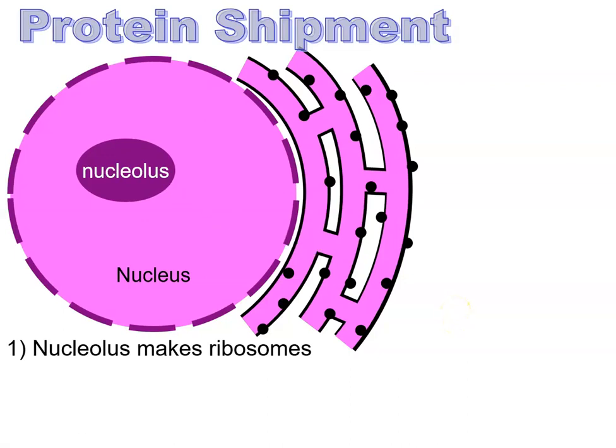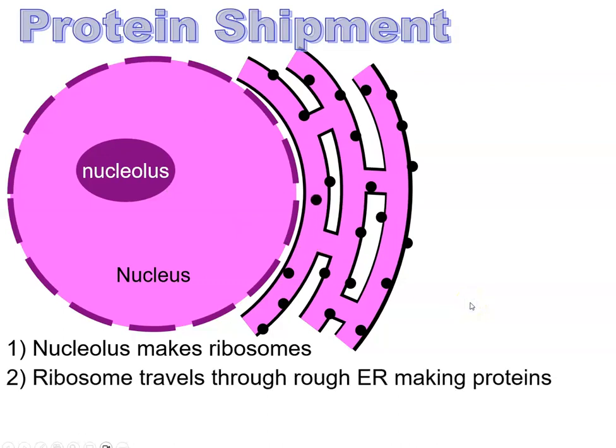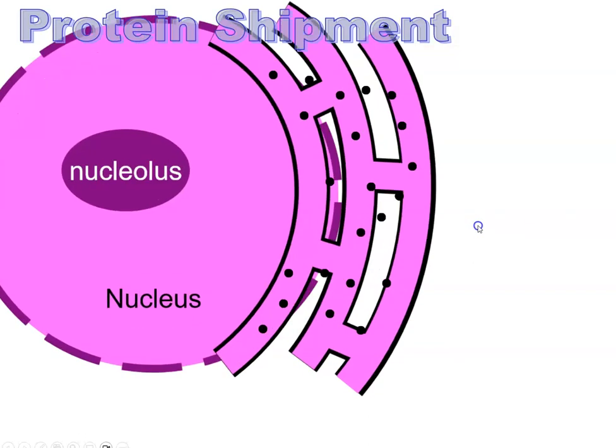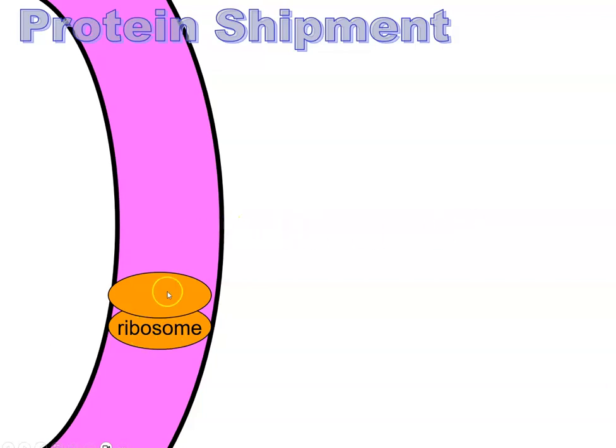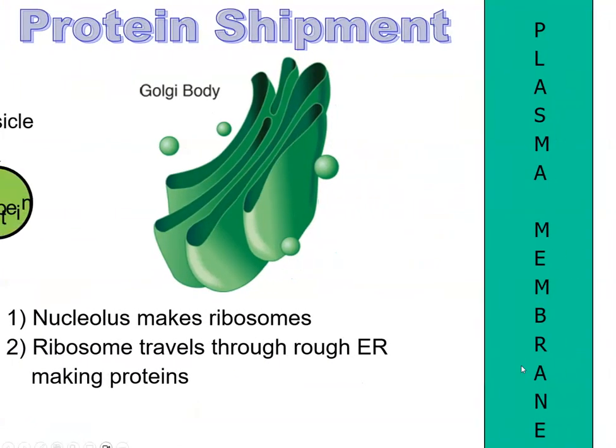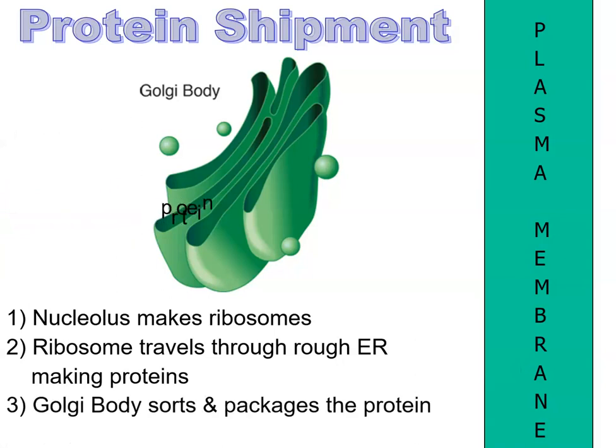Okay, so nucleolus is making the ribosomes. The ribosomes travel through the rough ER, and they make proteins as they go, because that's the job of the ribosomes. And so now the ribosomes have made their protein. Let me get my clicker going. And so that protein might not be in the correct order, might need to be sorted out. So a vesicle will take it to the Golgi. So here we're arriving at the Golgi. The Golgi will sort and package up the protein.